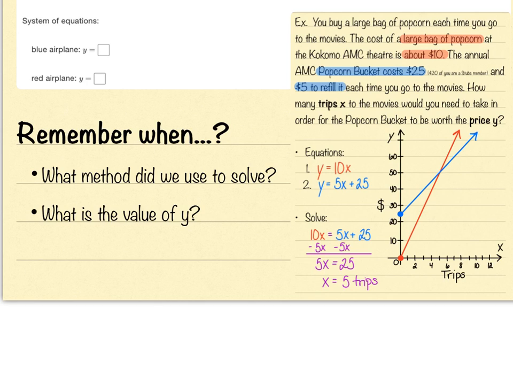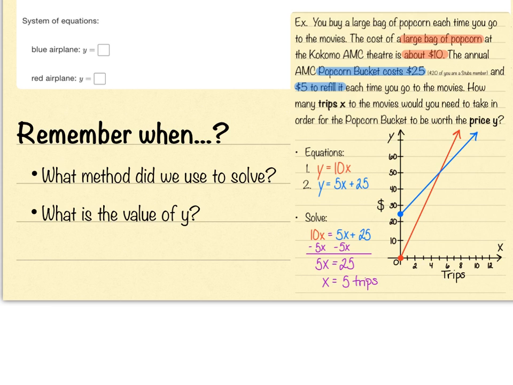You might remember probably one of my favorite problems of the year, when we talked about the popcorn bucket from the AMC theater, and whether it would be a benefit to buy the popcorn bucket or not. If you decide that you get popcorn every time, when does it become an advantage for you? We said, if we just buy a large bag of popcorn every time we go, and that costs $10, we did that in red and graphed that red line. If we buy the popcorn bucket, it costs $25 and then $5 to refill it. We graphed that with the blue line, and then we found the intersection point was actually after 5 trips, where the cost would be the same.